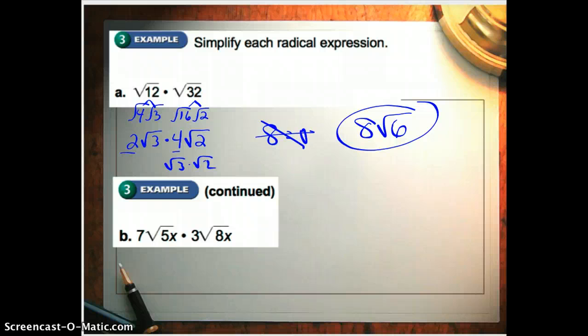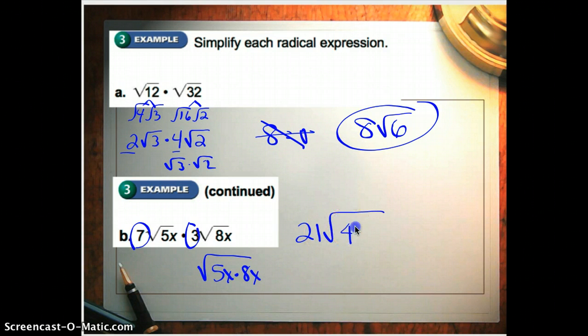7 root 5x times 3 root 8x. So again, I'm probably going to start by grouping the ones like 7 times 3 is 21. Root 5x times root 8x. So remember, I can do this, root 5x times 8x like that, and that's root 40x squared. But this time I'm not done because 40 has perfect square factors and x squared does as well, so I need to keep going. So square root of 40, that's square root of 4 times square root of 10 times square root of x squared here.